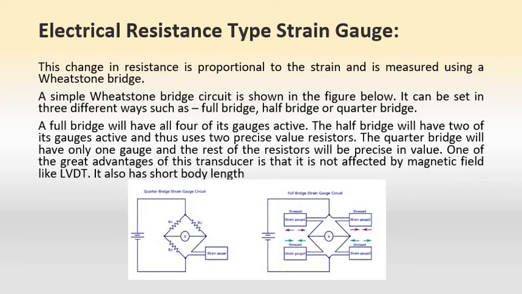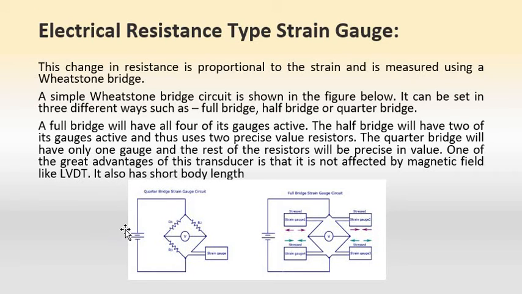So a commonly used method is Wheatstone's bridge. Wheatstone's bridge is a bridge used for resistance measurement. Okay, so here in the first figure, you can see the symbol of Wheatstone's bridge. It has 4 arms, R1, R2, R3 and R4.